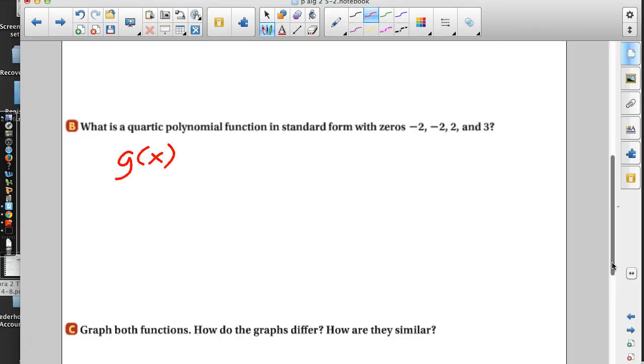But what I have to do here is figure out what happens with the -2, the -2, the 2, and the 3. And we think backwards. Where did they come from? Where did -2 come from? x plus 2. Well, we're going to need that one twice. Where did 2 come from? x minus 2. Where did the 3 come from? x minus 3.